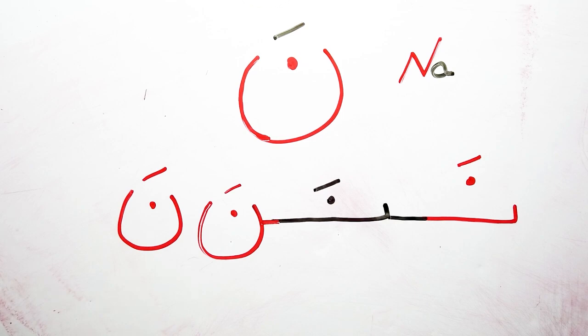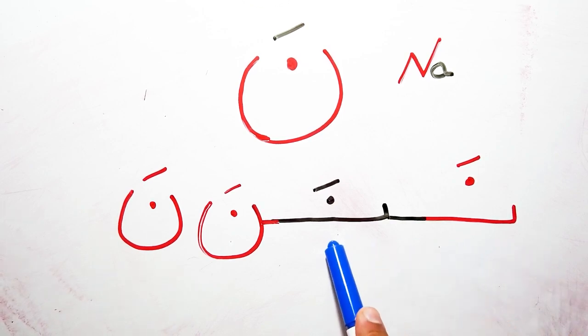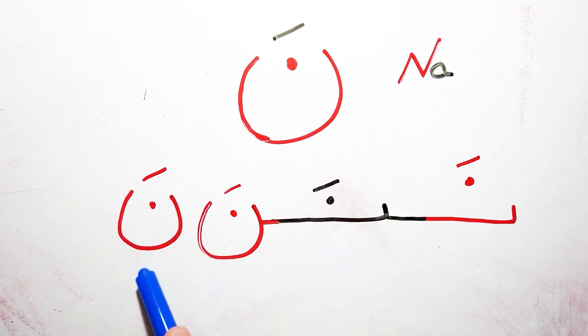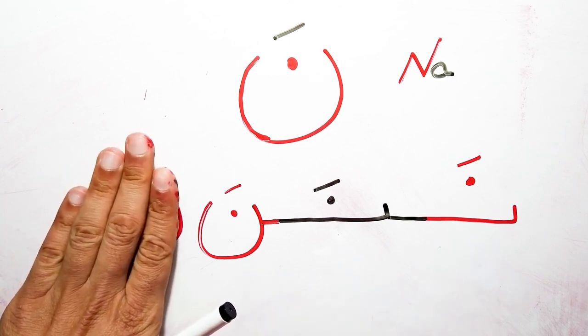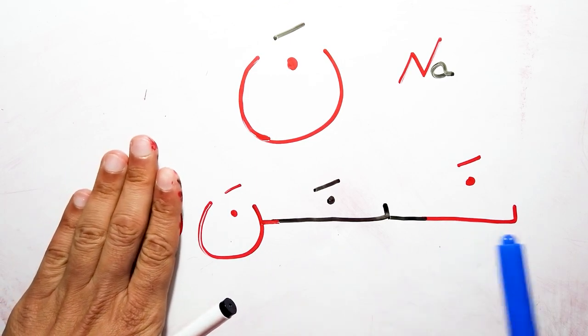Okay. So we have ne in the beginning of the word, ne in the middle of the word, and the 2 shapes of ne in the end of the word. Let's read together. Ne. At the normal speed. Ne.